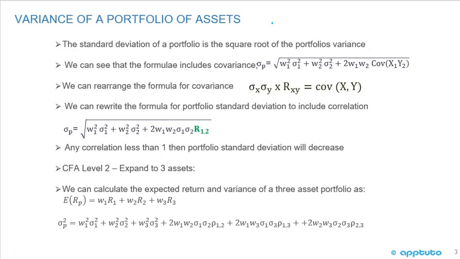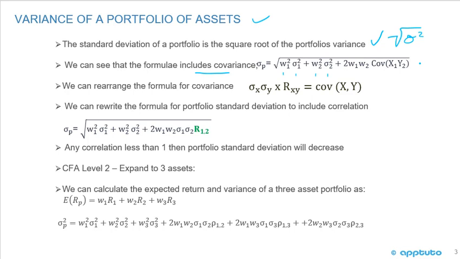Now we're going to look at the variance of a portfolio of assets. So the standard deviation of a portfolio is the square root of the portfolio variance. Correct. Standard deviation is always the square root of the variance. Okay. So here we have the formula. And we can see that the formula for the standard deviation of a portfolio includes covariance. Here's the formula. Weight 1 squared times variance 1 plus weight 2 squared times the variance of 2 plus 2 times weight 1, weight 2 times the covariance.